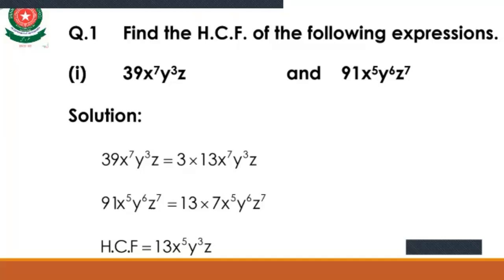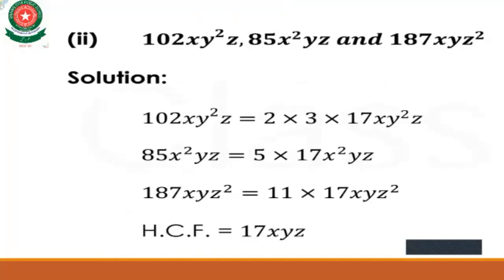Our second question about HCF is 102xy^2 z, 85x^2 yz, and 187xyz^2. We have three terms here. One is 102xy^2 z, the second is 85x^2 yz, and the third term is 187xyz^2.